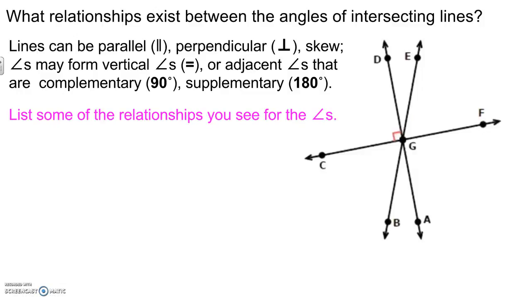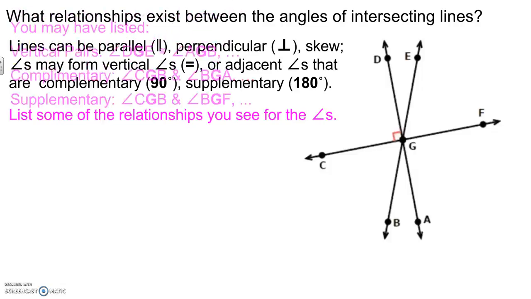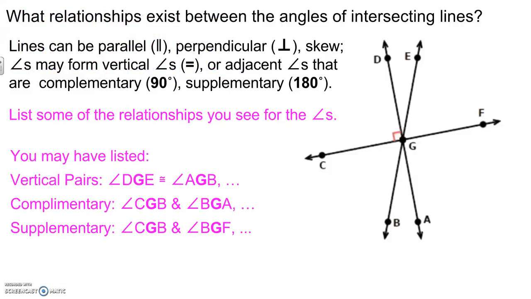So if you listed some of the relationships you have for these angles, you might have listed some vertical pairs. For example, DGE would be congruent to AGB. Remember that when we talk about angles that form where there's multiple angles at a vertex, we need to make sure we use three letters and that where that angle is formed, that letter's in the middle.